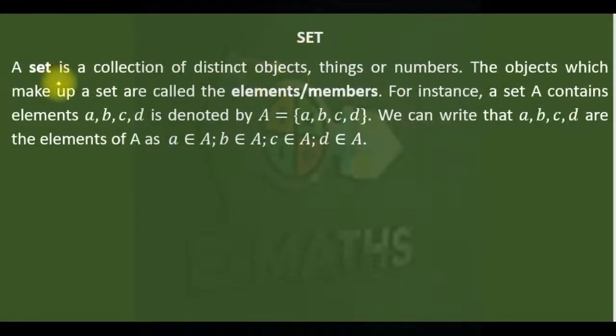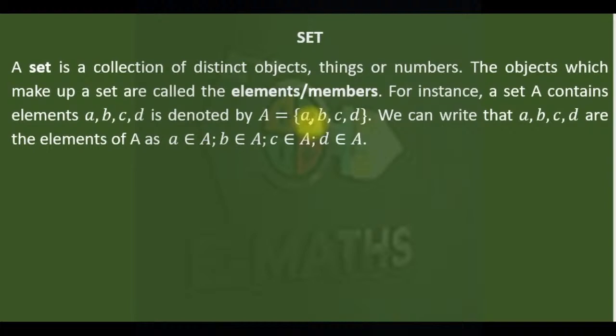So a set is a collection of distinct objects, things, or numbers. The objects which make up the set are called the elements. For instance, a set A contains elements a, b, c, d. If you have a set that contains a, b, c, d, we normally denote it like this. A is the set.